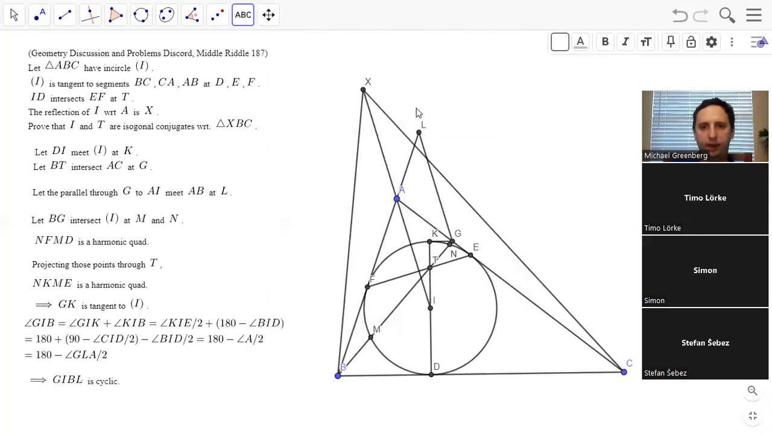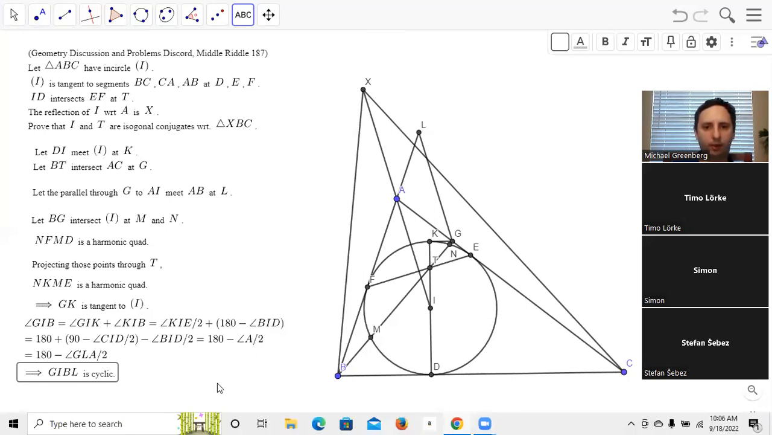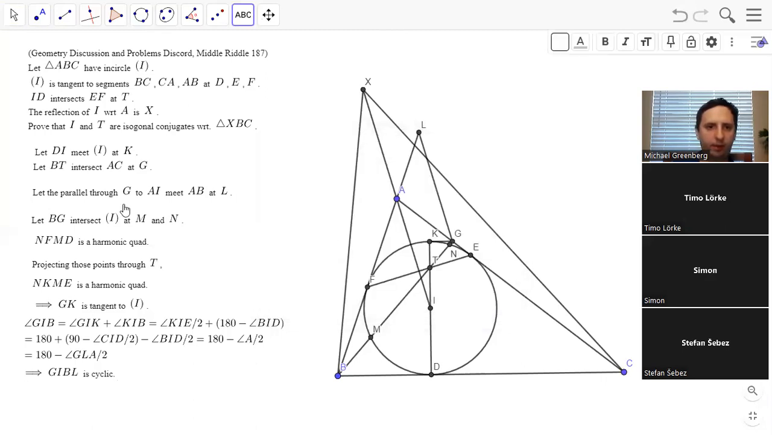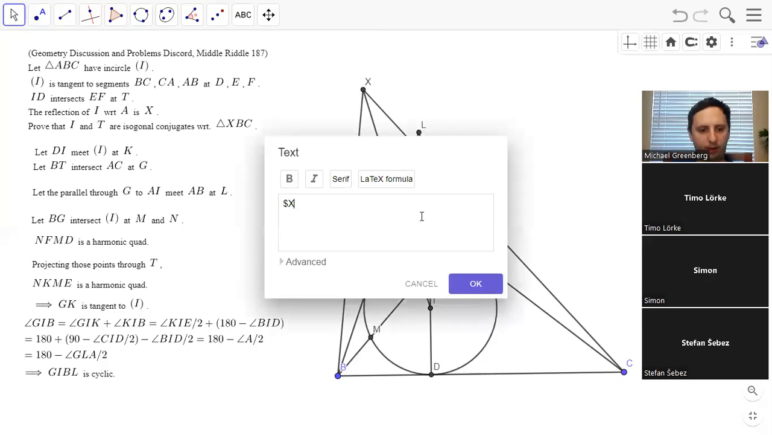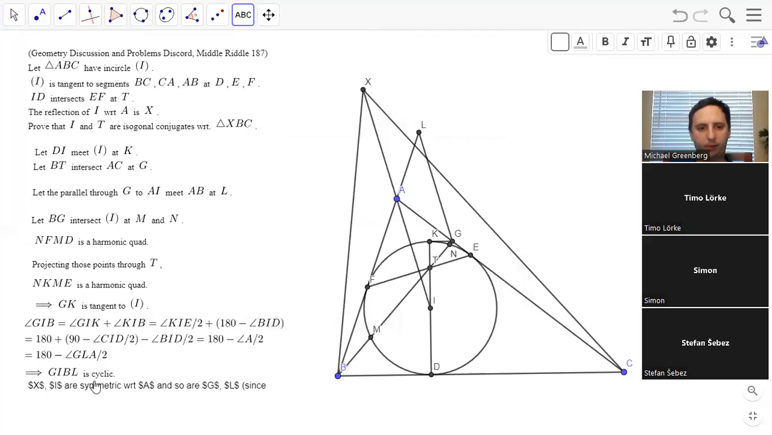But then by symmetry, GLXI is an isosceles trapezoid. That's true because X is the reflection over A and G and L are symmetric with respect to A. Because this is parallel, these angles are equal. So basically, I'll write it this way. X and I are symmetric with respect to A, and so are G and L, since basically angle LAX equals angle GAI.